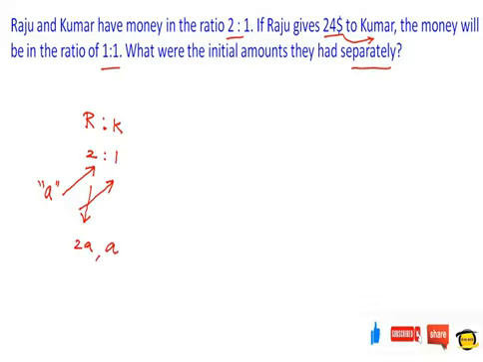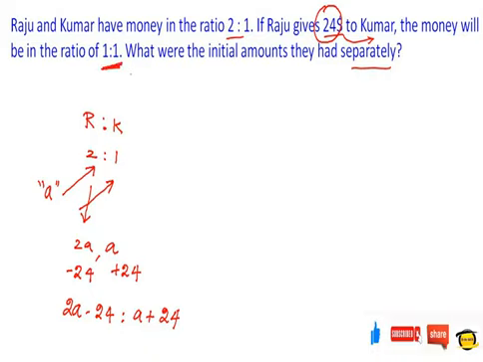Now what is happening? Raju is giving $24 to Kumar, which means we need to remove $24 from Raju's money, and that 24 is being transferred to Kumar. So we need to add 24 here, right? So now the money between them is going to be in the ratio of 2A minus 24 is to A plus 24, right?